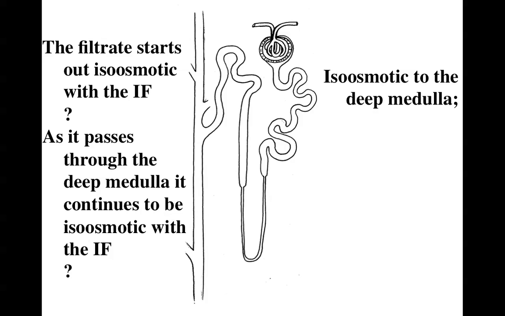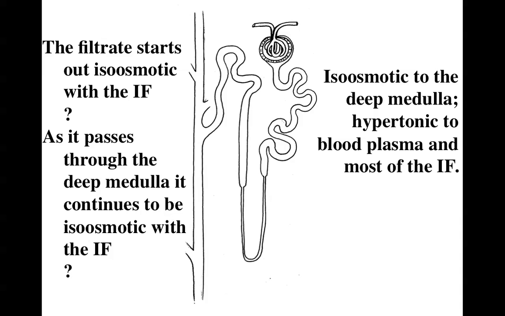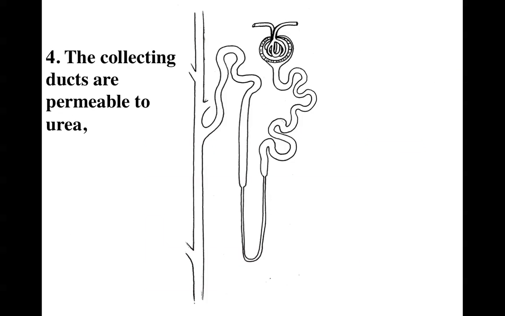And then this will be isoosmotic to the deep medulla, but it will be hyperosmotic or hypertonic to most of the body's fluids, including blood plasma and most of the interstitial fluid of the body. The filtrate itself becomes hypoosmotic, and we already established, as it enters the DCT, it's going to be at about 100 milliosmoles.